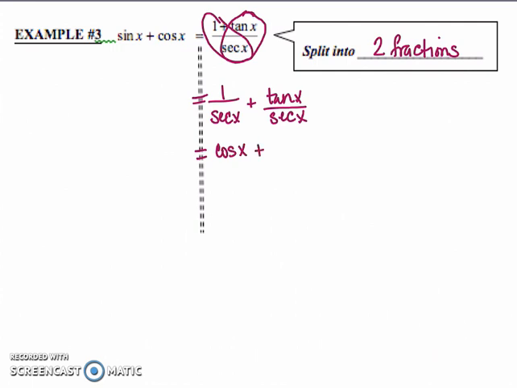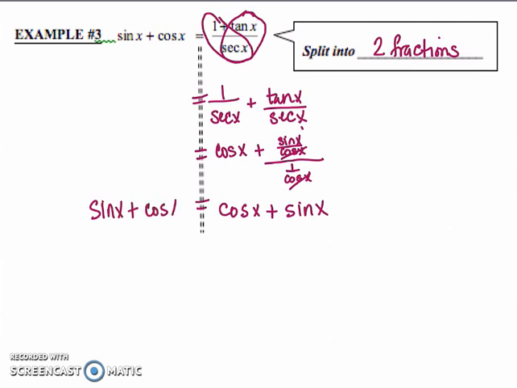And then tangent and secant, I can both rewrite in terms of sine and cosine. Tangent is sine x over cosine x. And secant is 1 over cosine x. So because those cosines are both on the bottom, they're going to cancel out when I keep, switch, flip that. So I just end up with cosine x plus sine x, which is the same thing as sine x plus cosine x by the commutative property. So there is example number 3 verified.